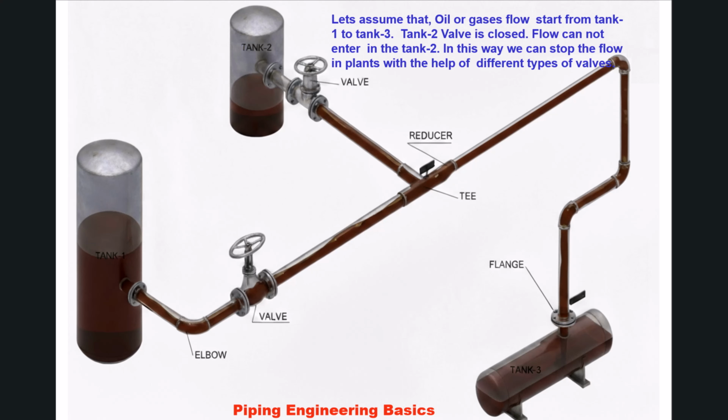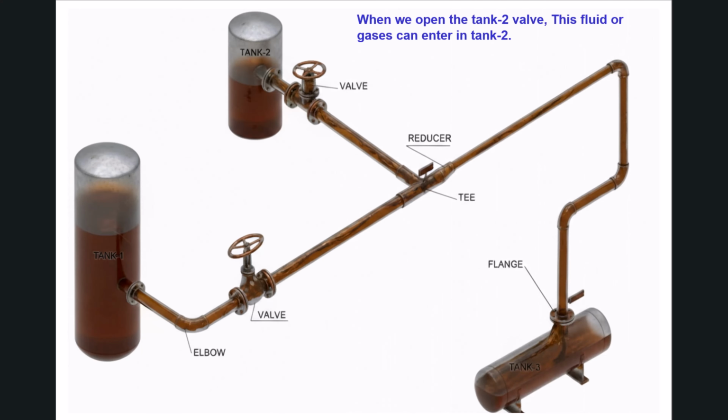Let's assume that oil or gases flow from Tank 1 to Tank 3. Tank 2 valve is closed. Flow cannot enter Tank 2. In this way, we can stop the flow in plants with the help of different types of valves. When we open the Tank 2 valve, the fluid or gases can enter Tank 2.